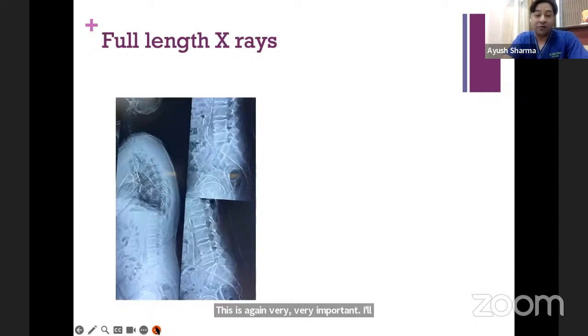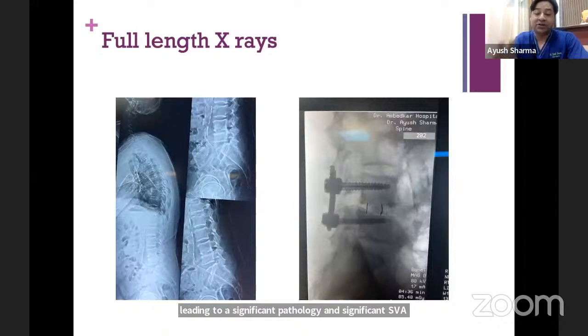I suggest that all of you, or most of you, should have access to a full-length X-ray. It tells you a lot of information. A simple lumbar spine X-ray is good, but if you really want to understand the pathology of the spine, you should always insist on a full-length X-ray. If you look at this X-ray, it tells you that the bulk of the problem is coming from here, and it's leading to a significant pathology and significant SVA. So you need to get the best out of that level, and that is what it tells you.